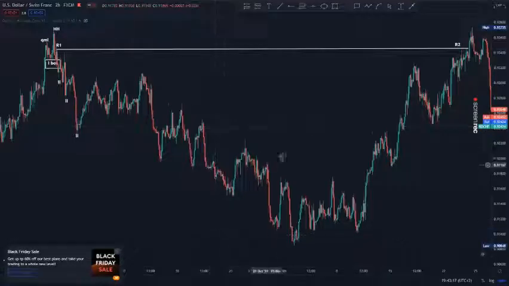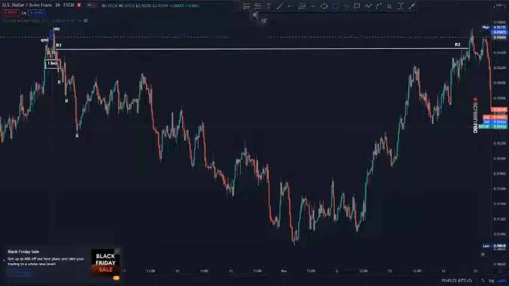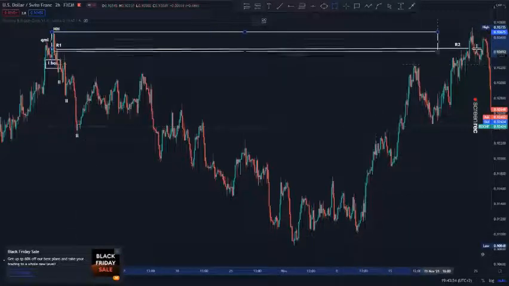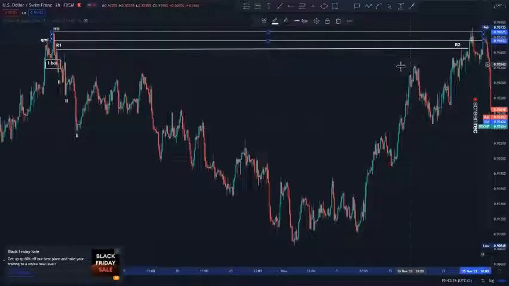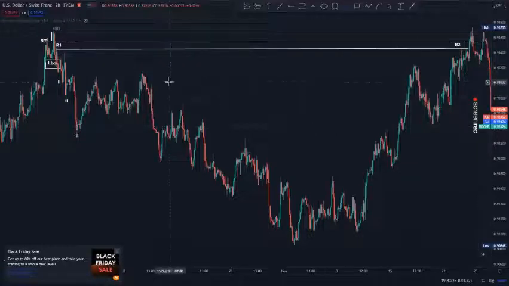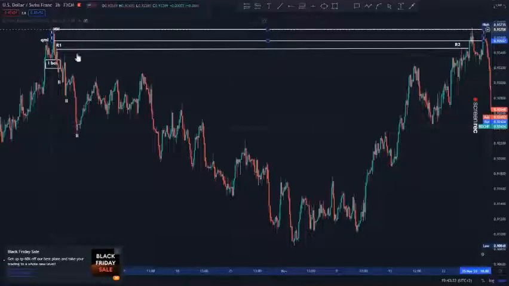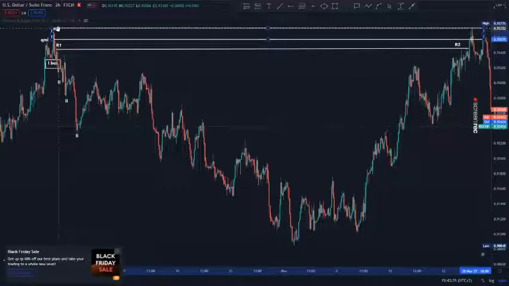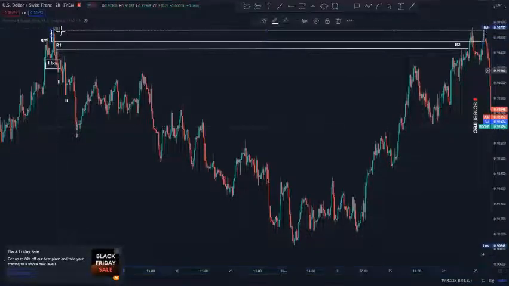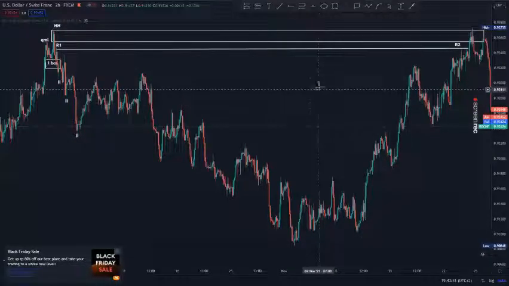Yeah, so when I saw this, I was like, okay, this is really nice. So what do I need to do? I need to find a fresh supply zone. Of course, it can be anywhere around that level, anywhere around here. So what do I have to do? I have to make sure that I go to the lower time frame and find that fresh supply zone.